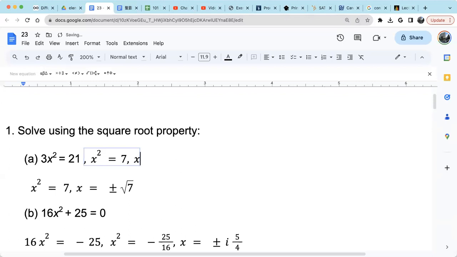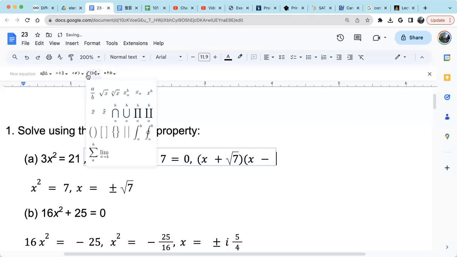Then we think about moving 7 to the left-hand side. We get x squared minus 7 equals 0. Then we can use difference of 2 squares: x plus square root of 7 times x minus square root of 7.